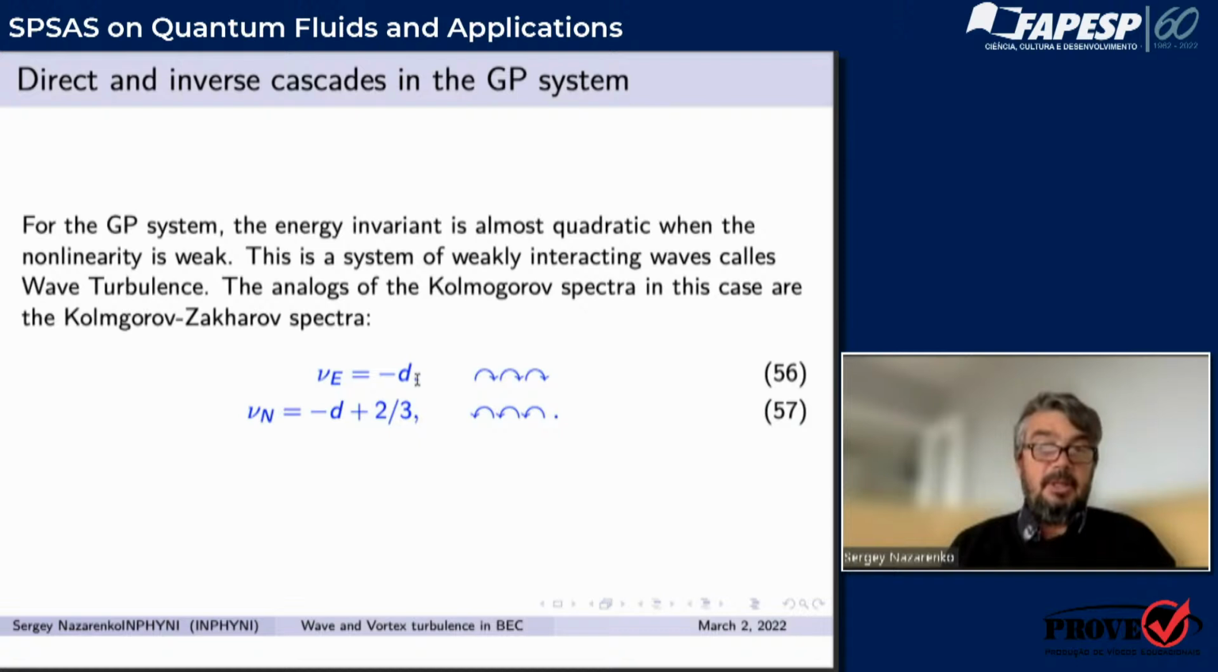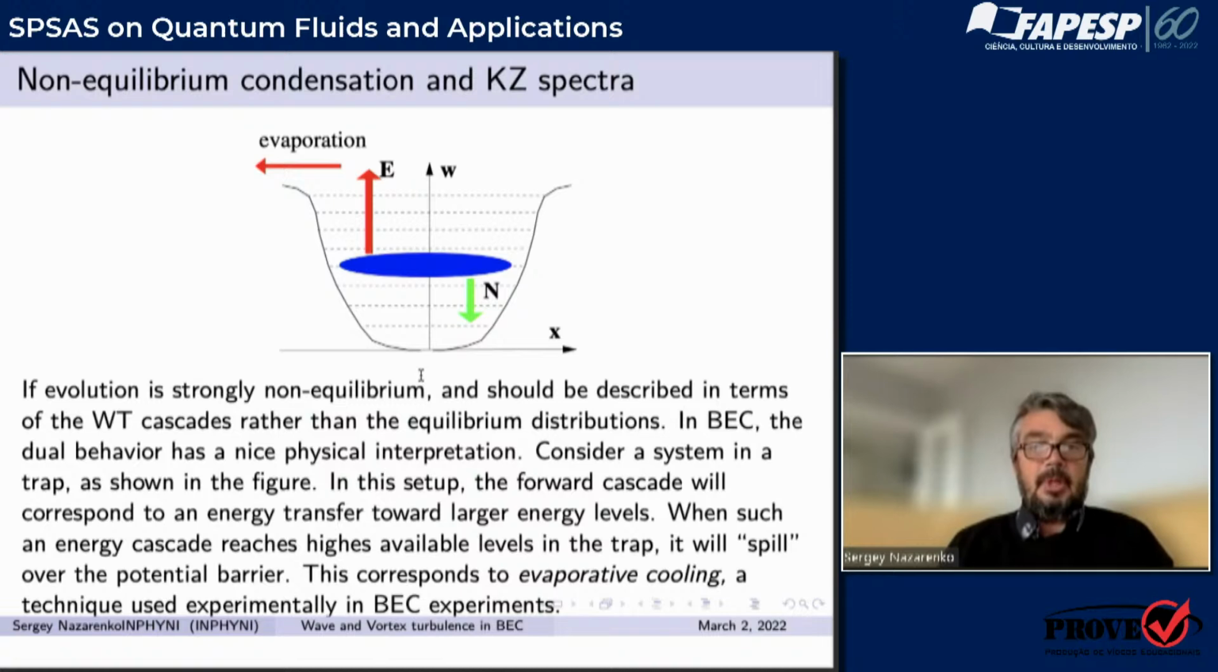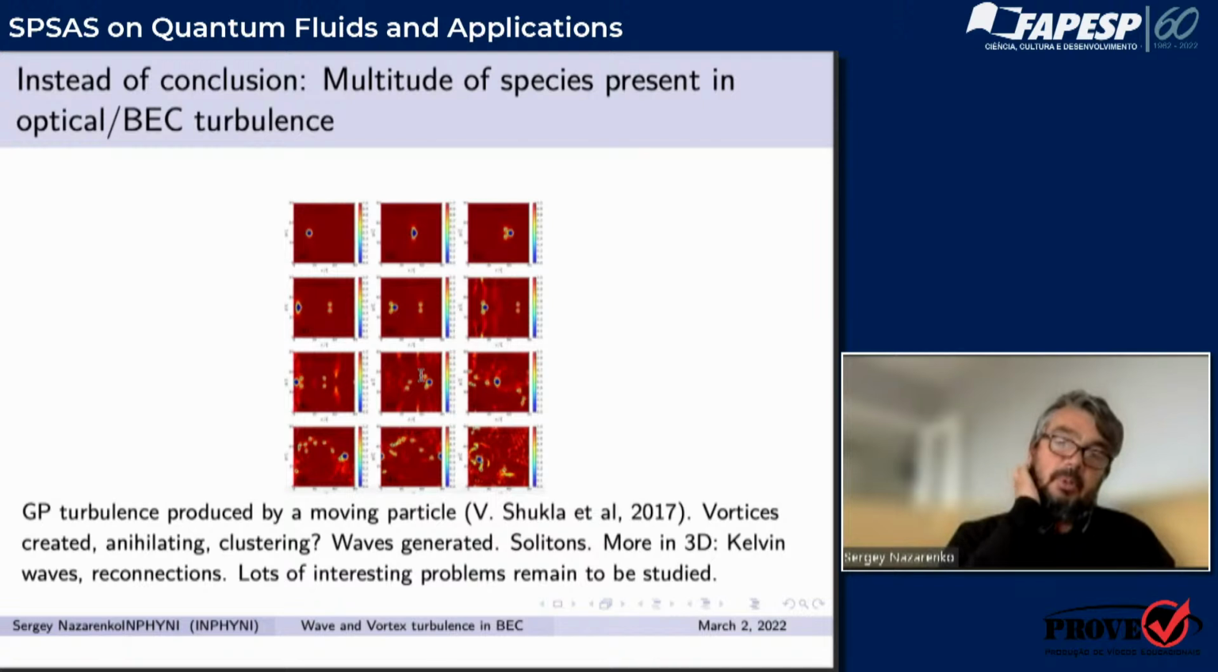That's because this spectrum is logarithmically non-local, and if we make a logarithmic correction to this spectrum, then the agreement will be perfect, as we proved recently by direct numerical simulation of the three-dimensional Gross-Pitaevskii equation at high resolution, at resolution 1024 cubed. You might not think that this resolution is high, but it is indeed high if you deal with wave turbulence, because interaction is weak and the transfer of energy in Fourier space is extremely slow, and you have to wait for very, very many wave periods for the system to find its steady state.